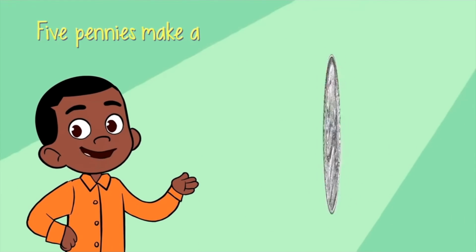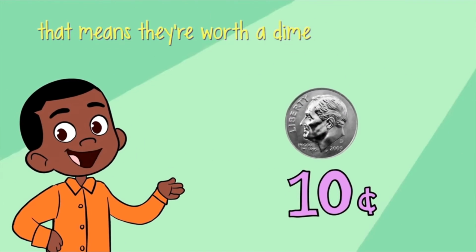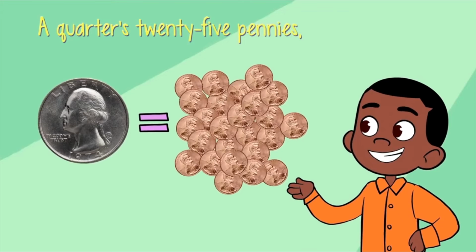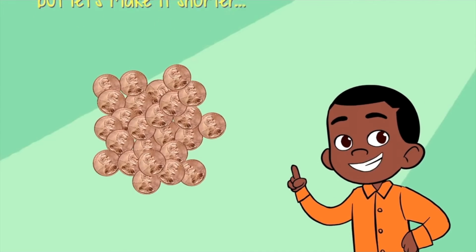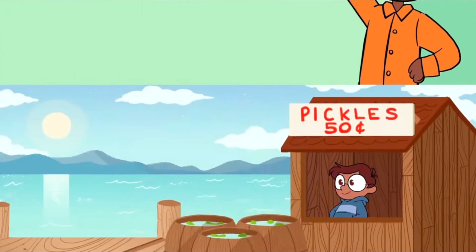5 pennies make a nickel. In cents it's worth 5. 2 nickels make 10 cents. That means they're worth a dime. A quarter's 25 pennies. But let's make it shorter. 2 dimes and a nickel also equal a quarter.